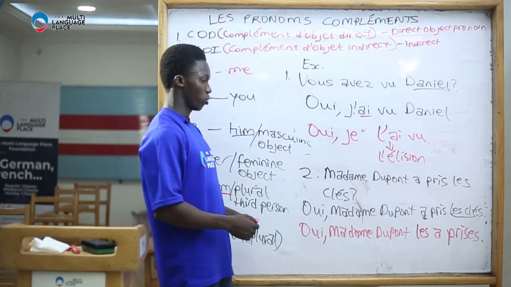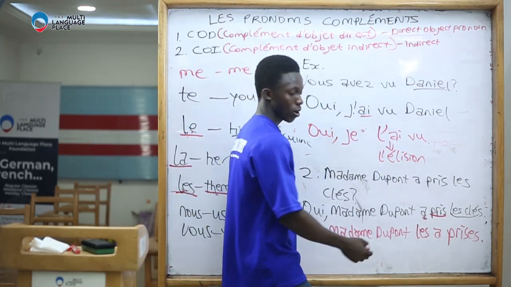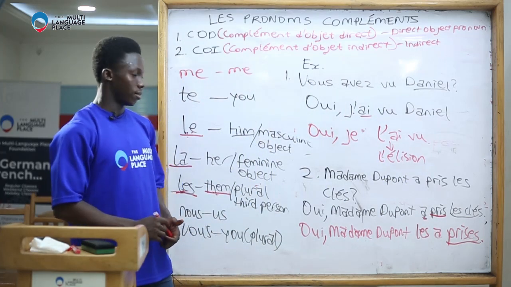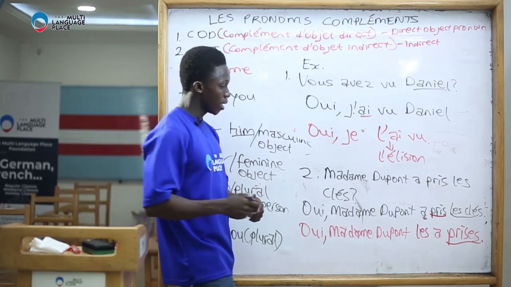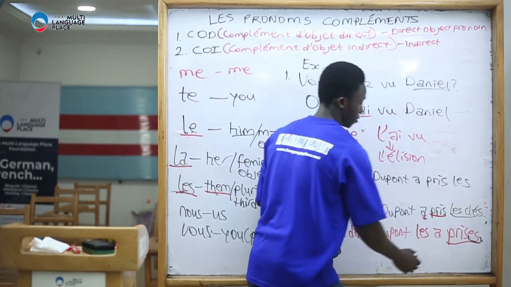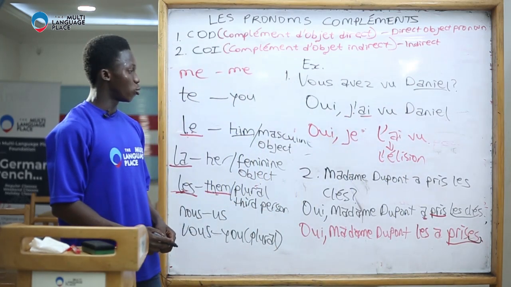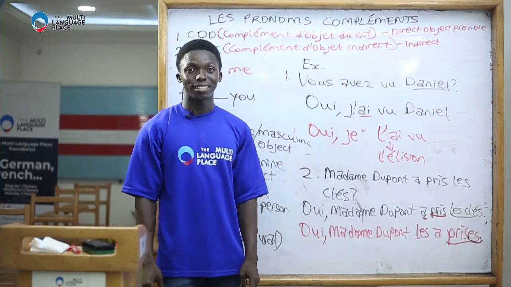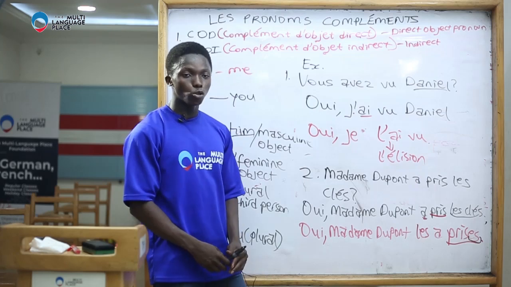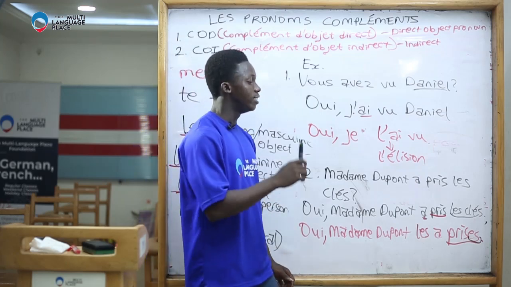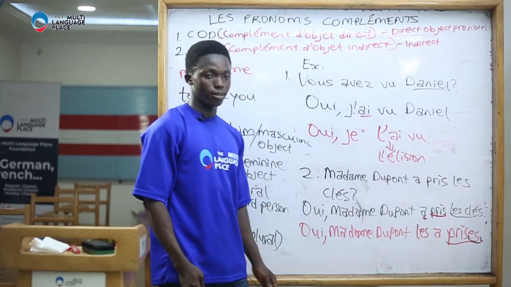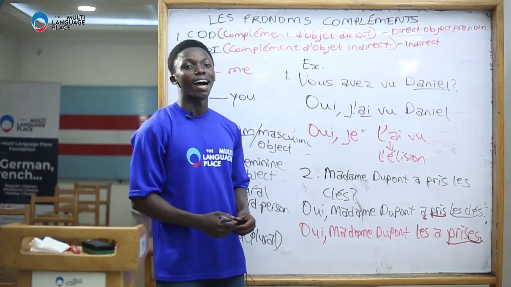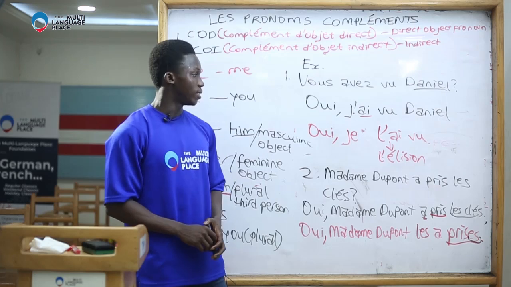Now, that should be the source of a question. It is prise. Why is it prise here? Oui, Madame Dupont les a prises. Why is it prise? Why are we adding ES? Now, let's look at why we are adding ES. Whenever we are using COD with passé composé in French, we take note of the gender and the number of the noun we are replacing.